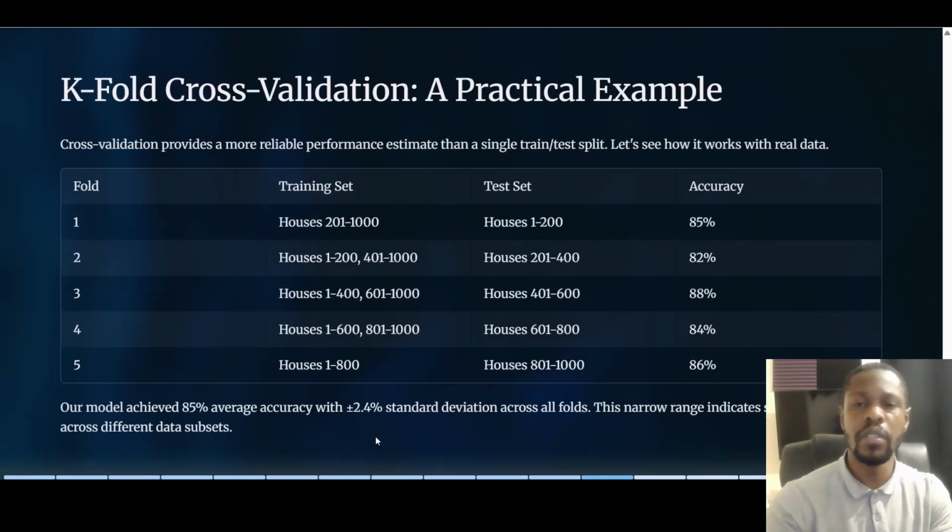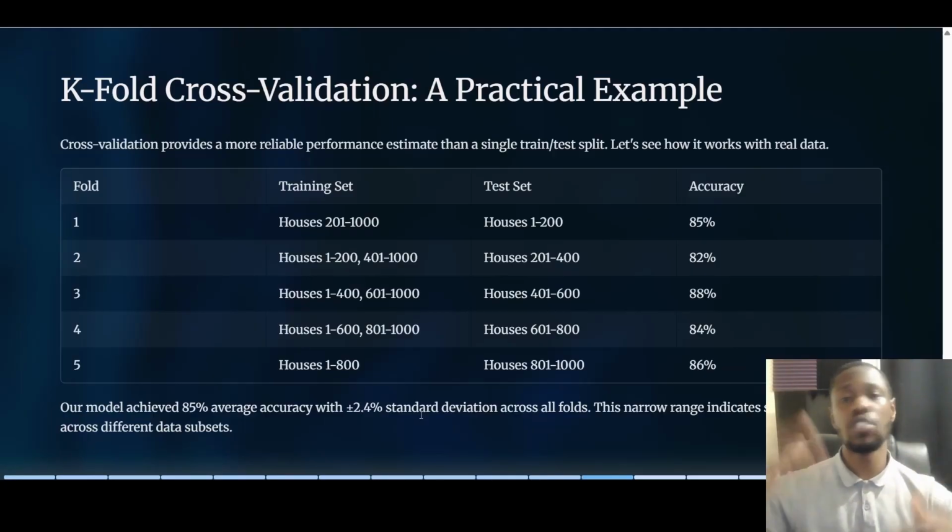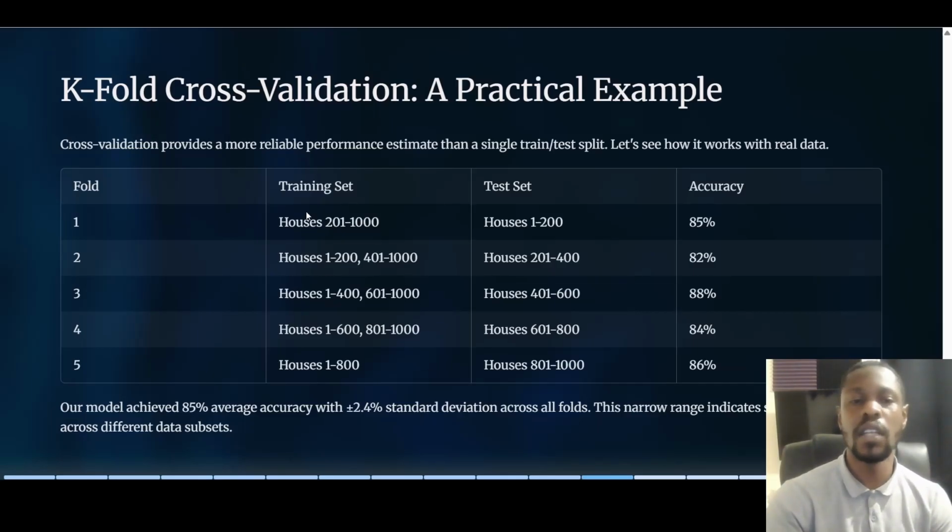Okay, a quick point to mention. So essentially what this score is saying is that we had 85% overall accuracy and a plus or minus 2.4% standard deviation. So in other words, it's saying that our results didn't deviate wildly. It didn't fluctuate wildly. If our results fluctuated wildly, let's say for example this training set we had 85, then we had 82, then we had 60, then we had 30, then we had 100%. There would be too much of a high deviation, which means that the model is not trustworthy.